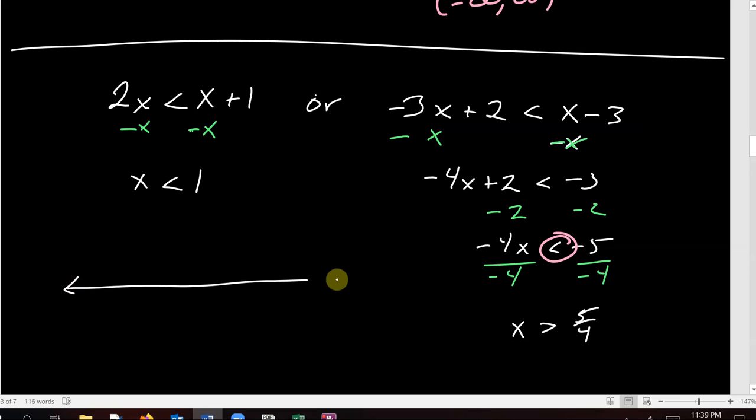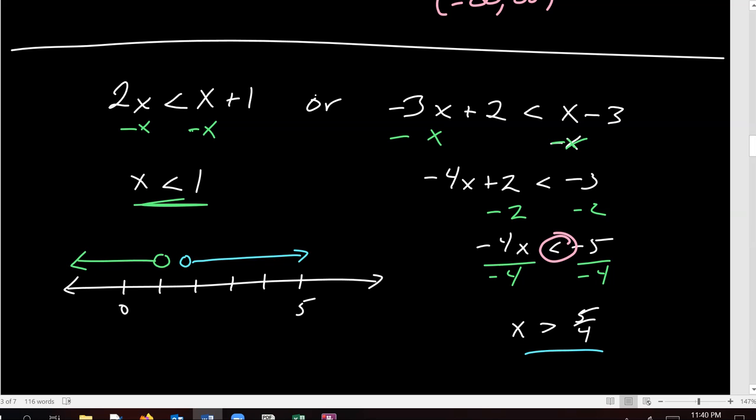Now to write this answer in interval notation, draw out my little number line: 1, 2, 3. Here, x is less than 1, so my graph for that part is going to look like so. Over here, x is greater than 1 1/4. So 1 1/4 is a little bit above the 1, and it's greater than, so it's going to go this direction. Now when I join those two together, they don't have any overlap. So this is just the graph that I have. We're just sitting them side by side, right?